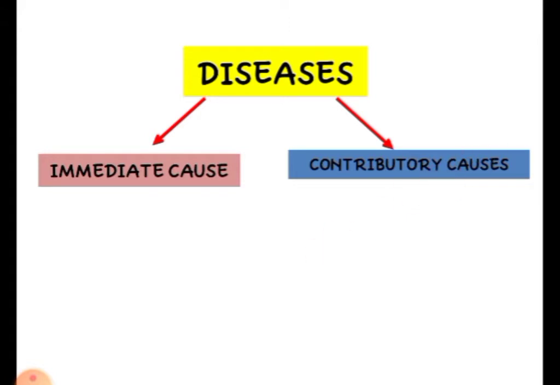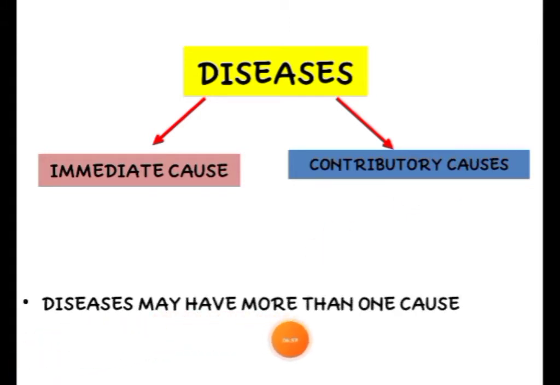Now, diseases may have more than one cause. There are many diseases which generally have more than one cause. That means you cannot say we are having a disease because of only one cause. For example, suppose I am suffering from influenza. You know what influenza is, it is a fever. If I am not taking my food and water properly, I have more chance of getting influenza. If I meet or interact with a person who has influenza, then I may also have influenza.